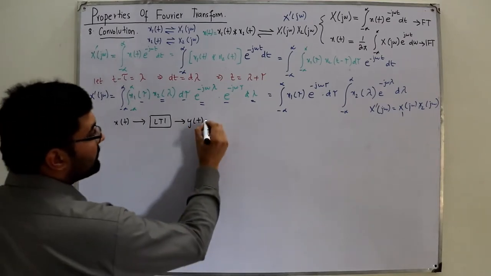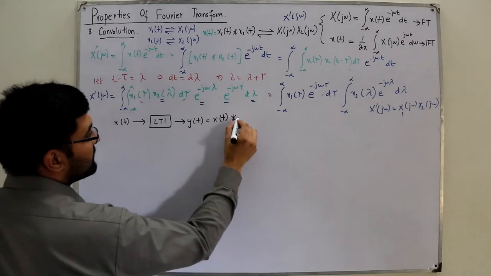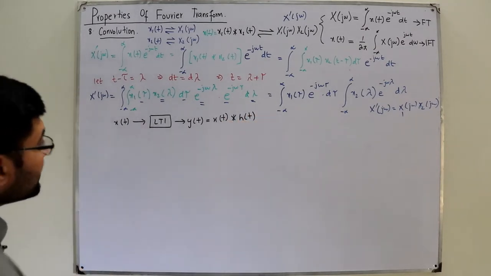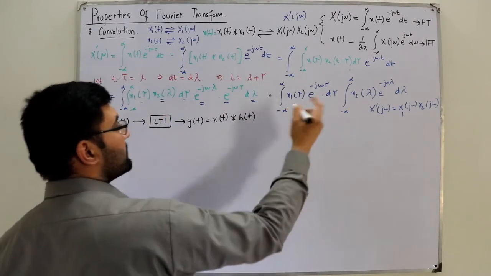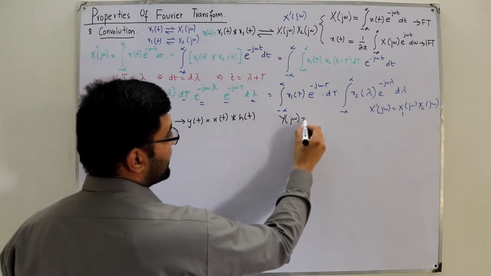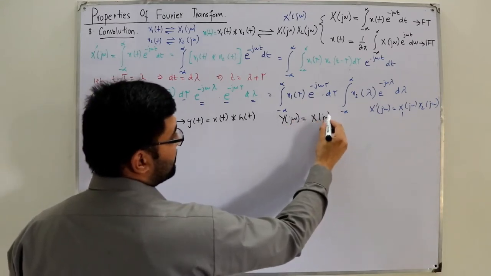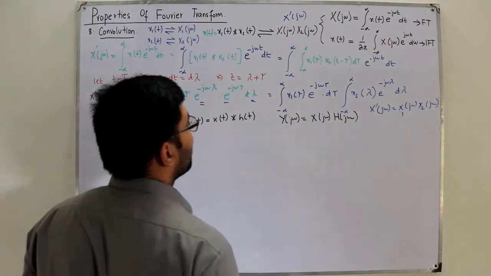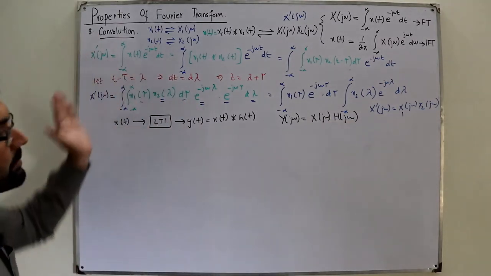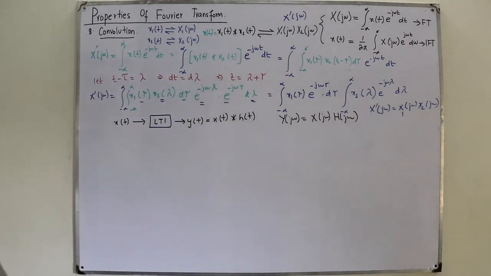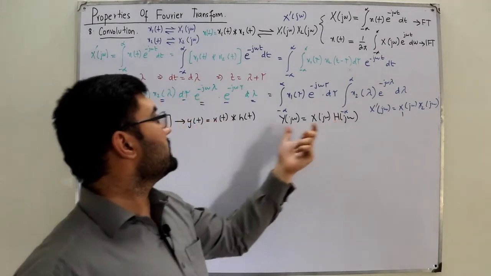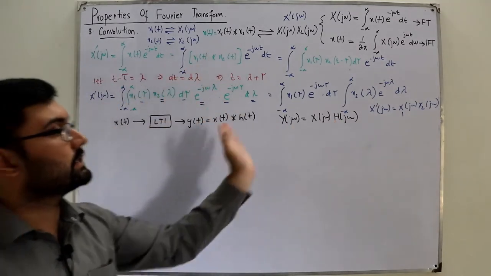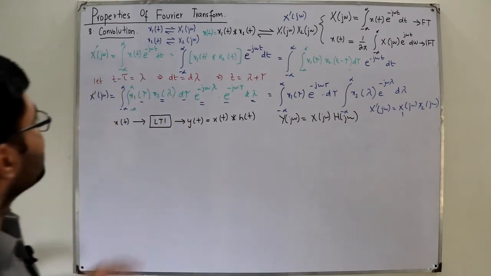Now we know the output y of t would be the convolution of the signal x of t with the impulse response h of t of the signal. Now if you need to find y of j omega, on the basis of this proof, y of j omega would simply be equal to x of j omega multiplied with h of j omega, and you can prove this property by this method as well. And how do you do this? You take y of j omega, and in place of x of t you put this convolution and again the integration, and you can prove this yourself. That is the 8th property.